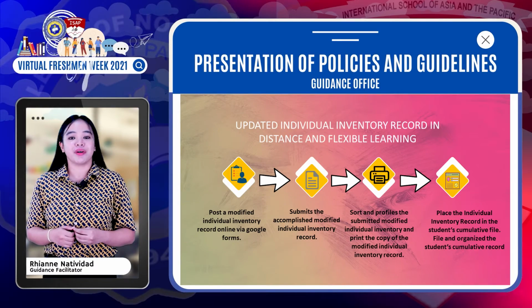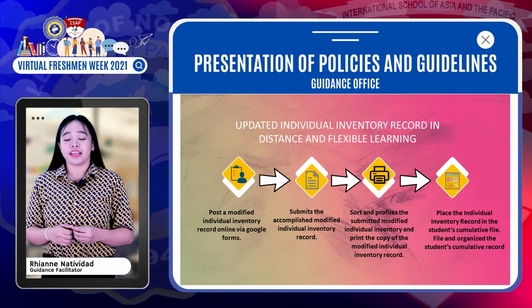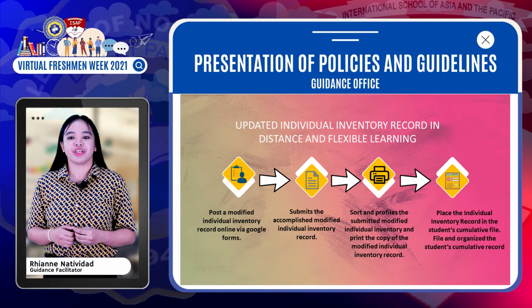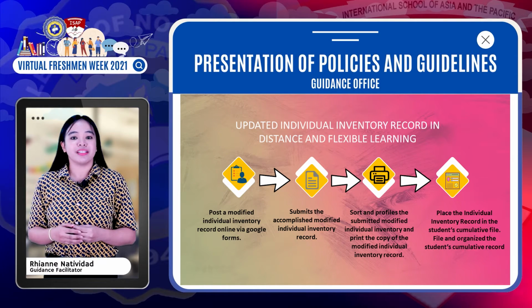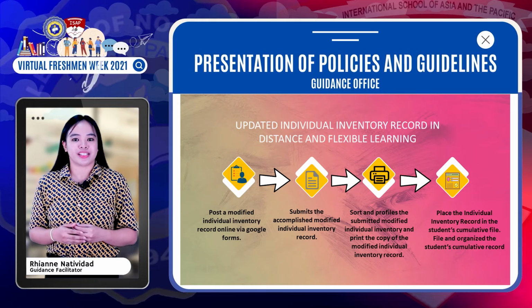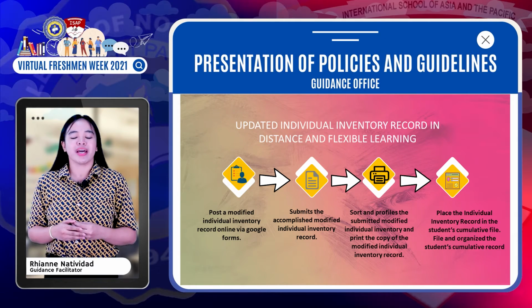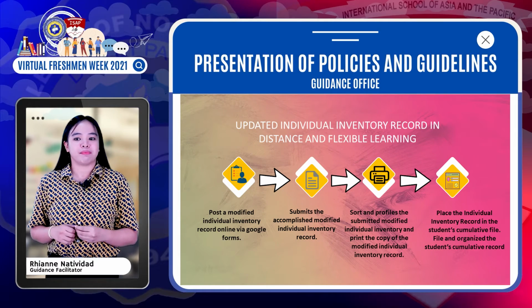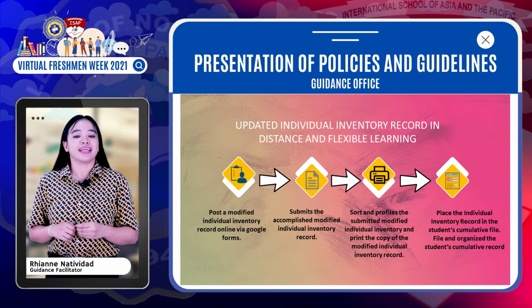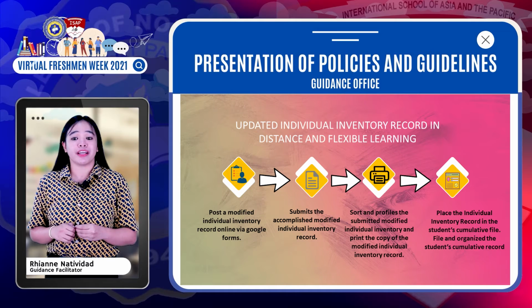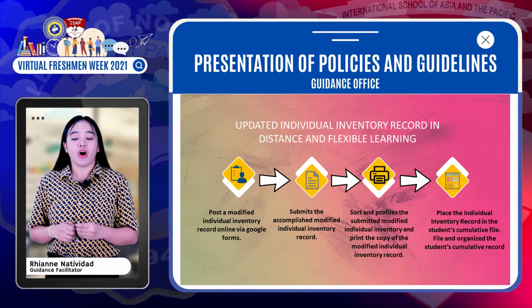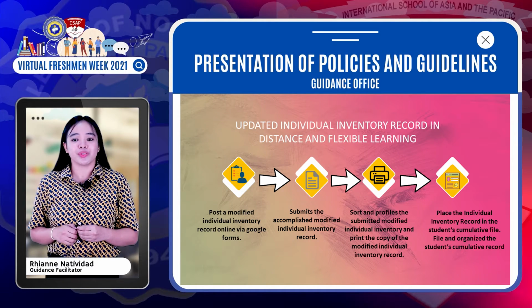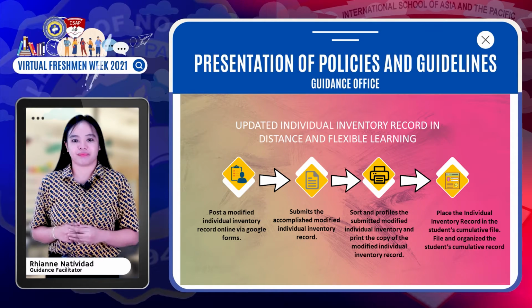Let's have the individual inventory record. This service aims to gather information about the students' needs, abilities, interests, as well as their educational and family background amidst distance learning. Here's the flow of the procedure and the person in charge. The guidance personnel will post a modified individual inventory record online via Google Forms, and the students will have to accomplish the form and submit it thereafter.